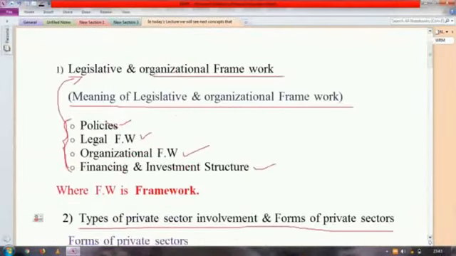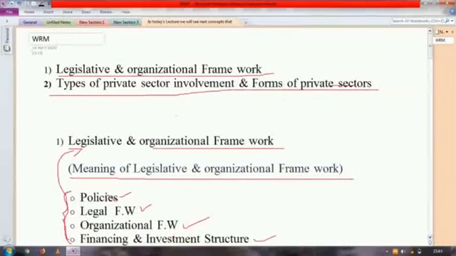Then we will start the first one, that is legislative and organizational framework. As I said, the meaning of the legislative and organizational framework, keeping that particular meaning in our mind, we will go through in detail what is the actual concept of legislative and organizational framework and how it is going to take part in the water resource management subject.